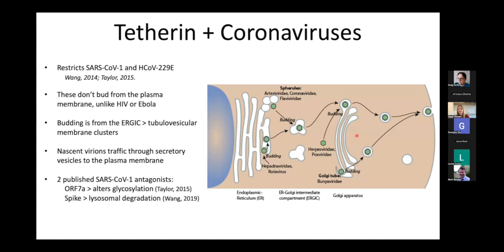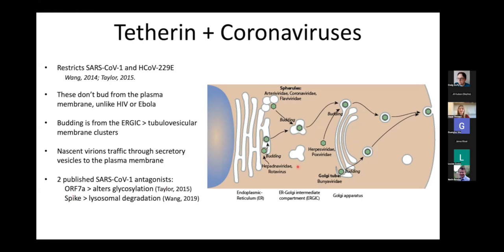They pop out of the ER and traffic across through to the cis-Golgi network out the trans end, and then traffic through vesicles to the plasma membrane. And there are two published SARS-CoV-1 antagonists before we started this work, and this was ORF3a, which was found to alter the glycosylation of Tetherin, and the spike protein, which led Tetherin to lysosomal degradation.